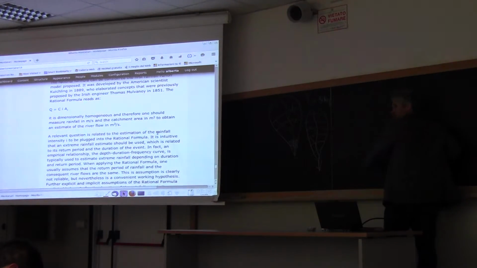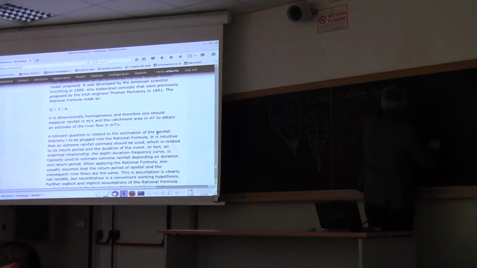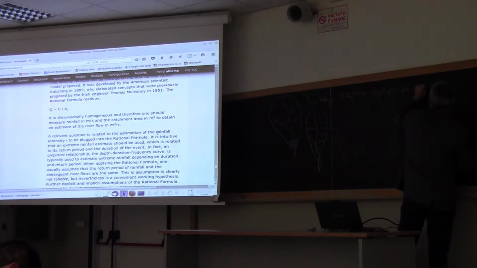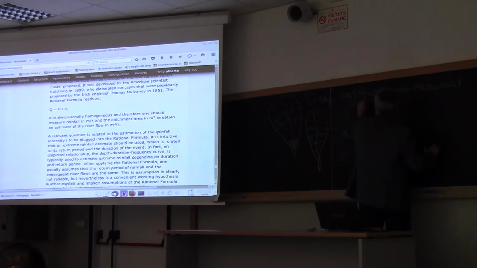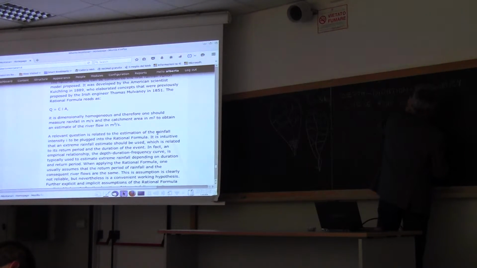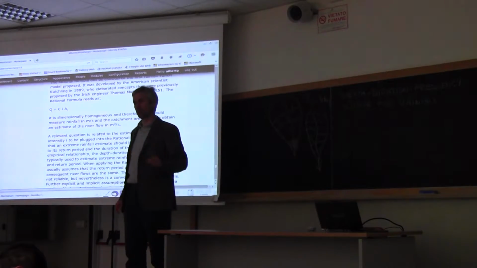So about this relationship that now I deleted, which allows you to estimate the rainfall intensity, it is called depth, duration, frequency curve for rainfall. So this is the key term to search if you want to learn more.